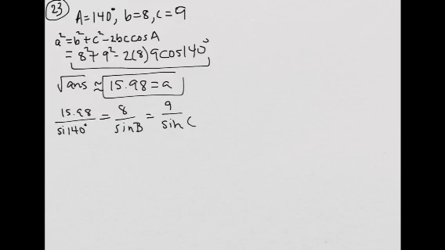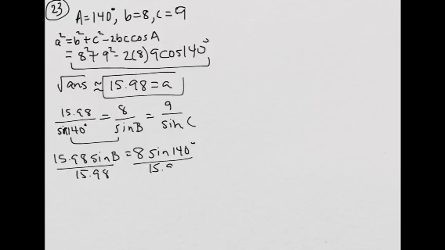Oops, that looks like I missed the end. So I'm going to do these two. 1598 sine B equals 8 sine 140. So we're going to divide by 1598. So sine B equals this ratio right here.